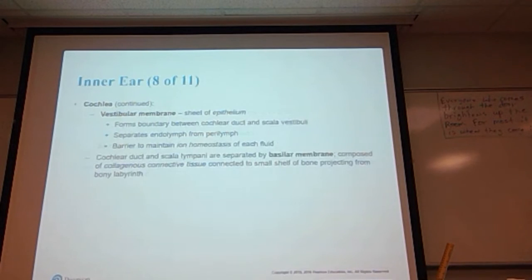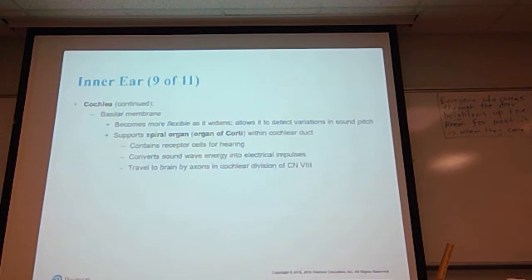The vestibular membrane is a sheet of epithelium that forms the boundary between the cochlear duct and the scala vestibuli. It separates the endolymph from the perilymph, and it is a barrier to maintain ion homeostasis of each of these fluids. The cochlear duct and the scala tympani are separated by the basilar membrane, which is composed primarily of collagenous connective tissue. It's connected to a small piece of bone that projects from the bony labyrinth.